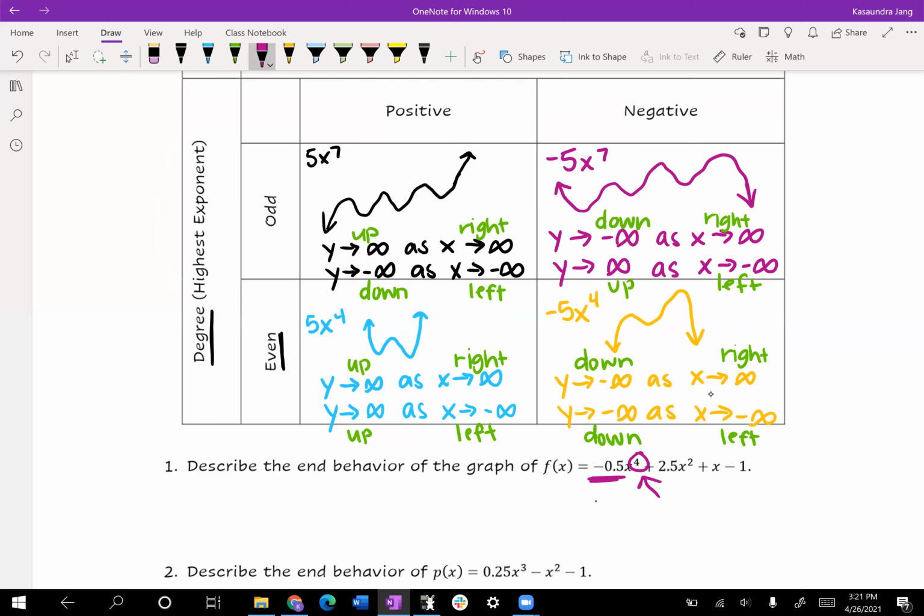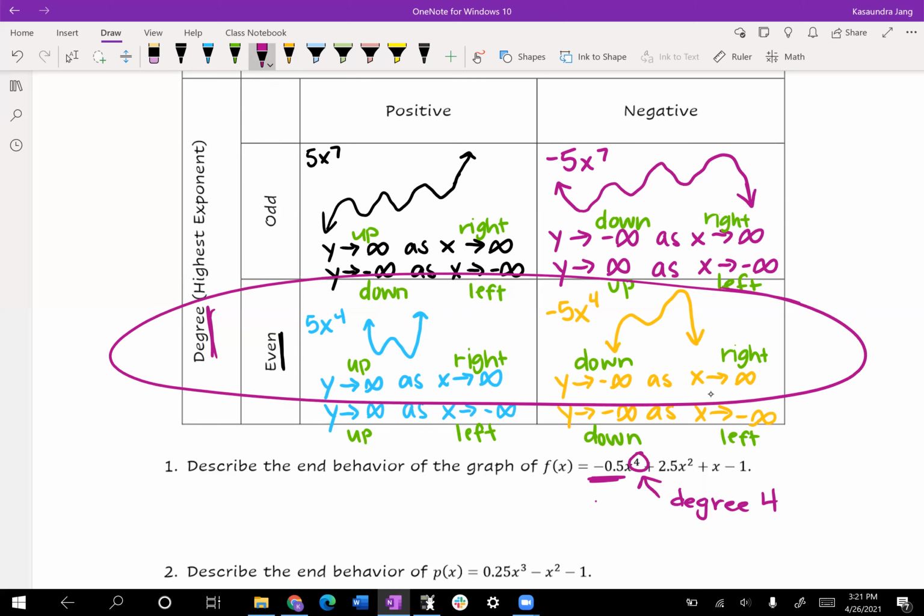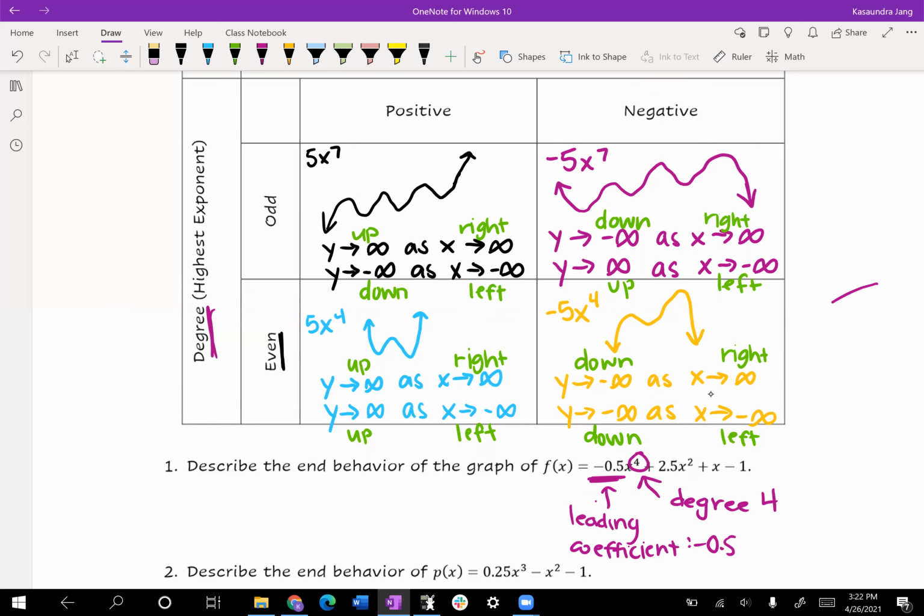Degree 4, 4 is even, so I've got to be in this category, one of those two guys. And I've got that negative 0.5. I've got a negative leading coefficient, which means here's my negative section. So that means it narrows me down to this guy.